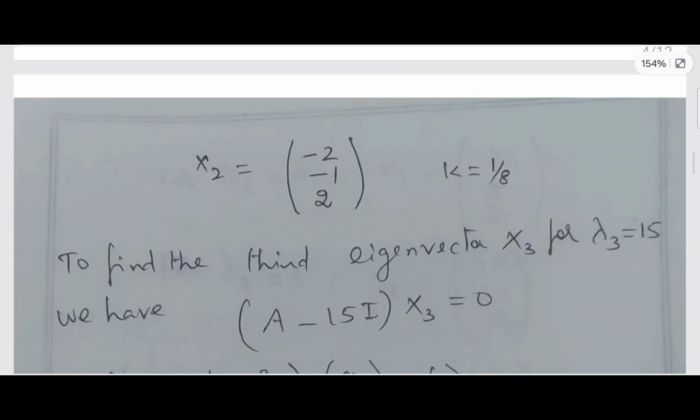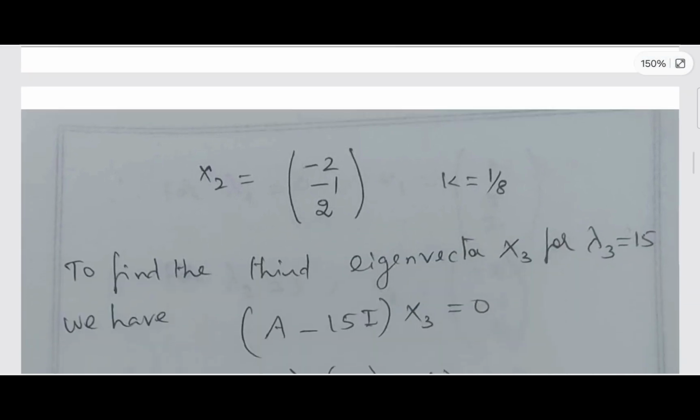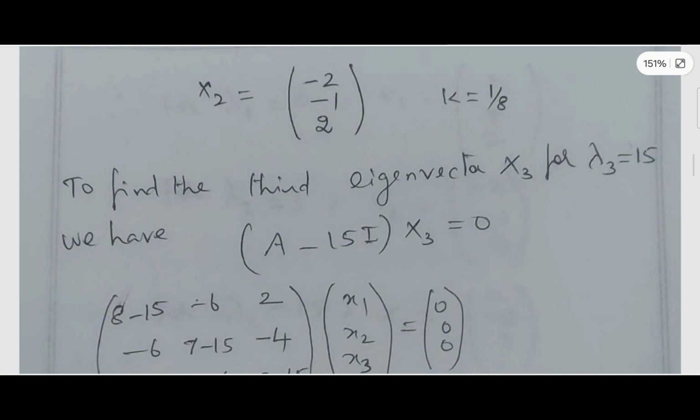Now what value did we get? It is minus 2, minus 1 and 2, because I have taken the k value as 1 by 8, which is easily divisible by 8. Is it clear?